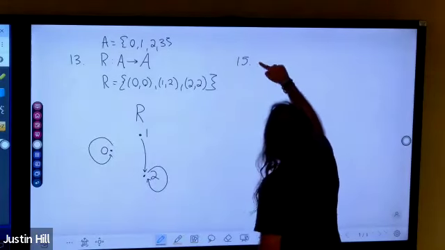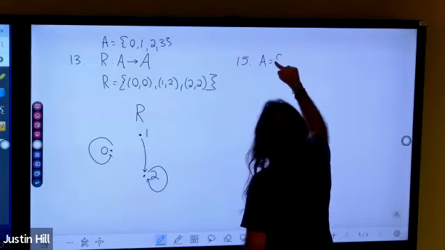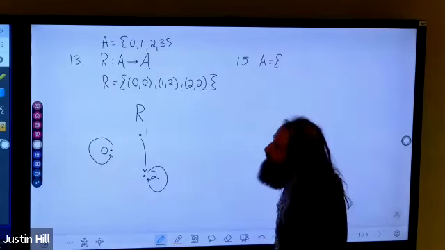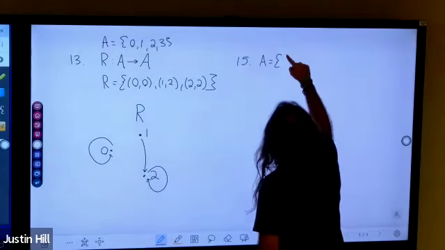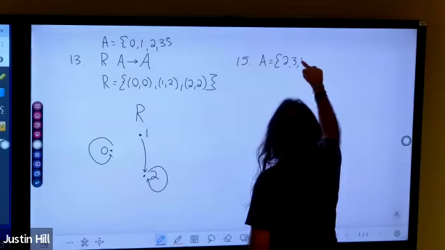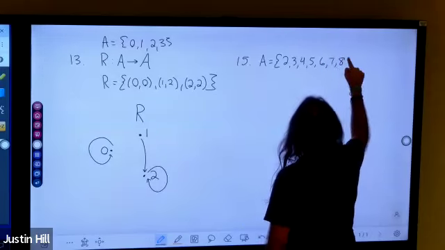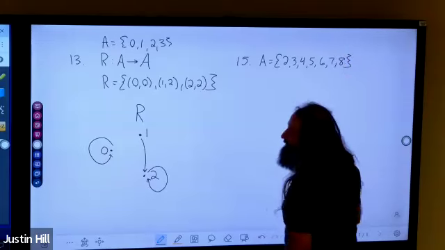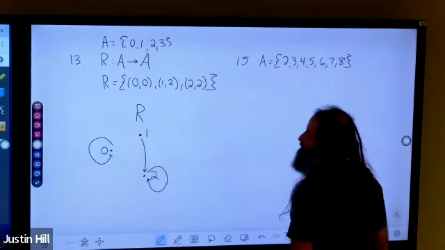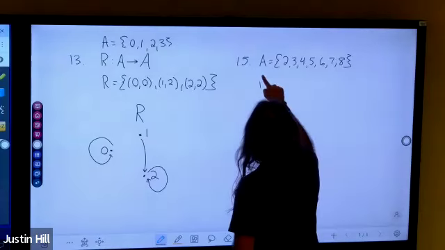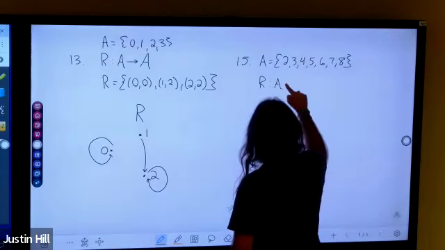This is a fun one. So on this one, A is the set 2, 3, 4, 5, 6, 7, 8. And we're going to define a relation on A. So R is going to be from A to A.